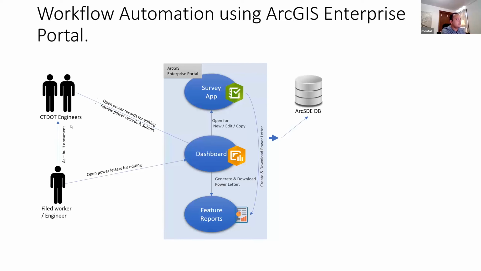The CTDOT traffic signals team and the field workers and engineers should be able to use all these three apps to collect intersection information and to view previously submitted records and edit existing records, and to automatically generate feature reports using the feature reports tool. And all this information is fed to our ArcSDE database for storage and retrieval. And what I'm focusing on today is the survey app, which will be employing the FME workflow or the FME server to automate the emailing process.